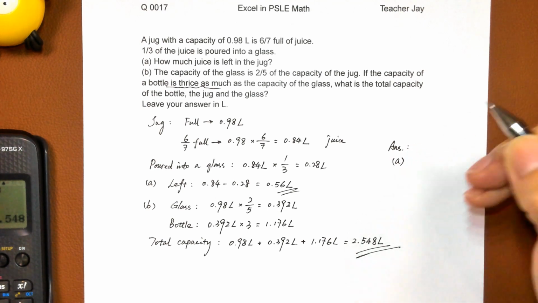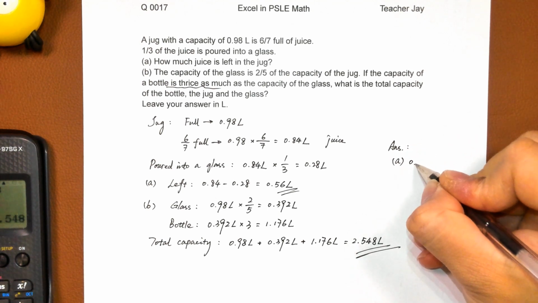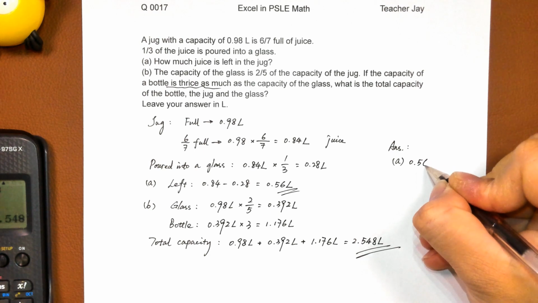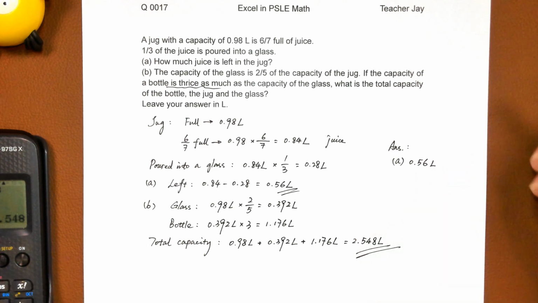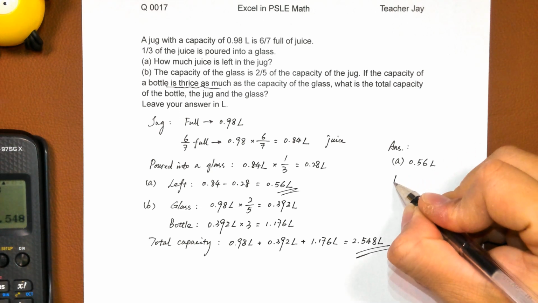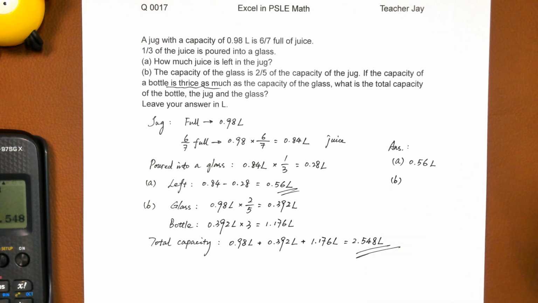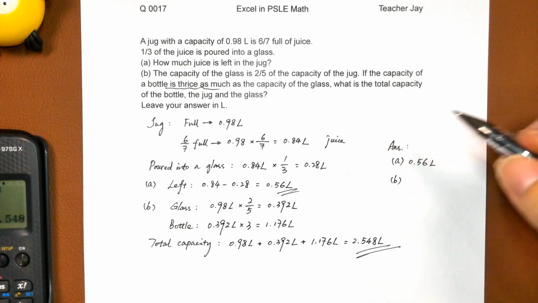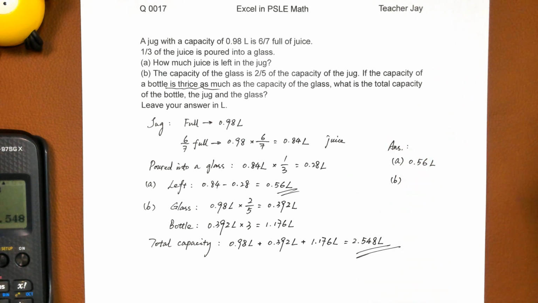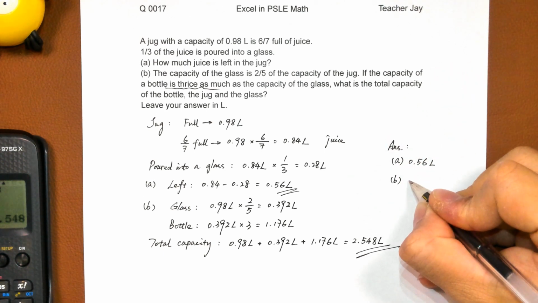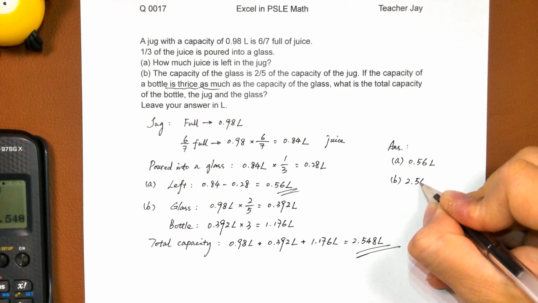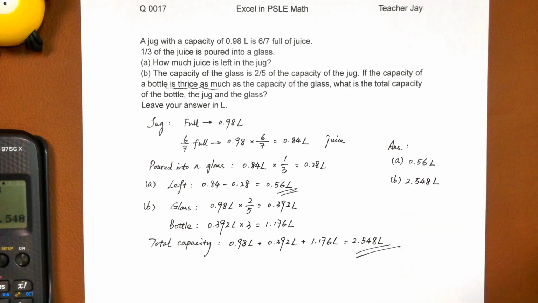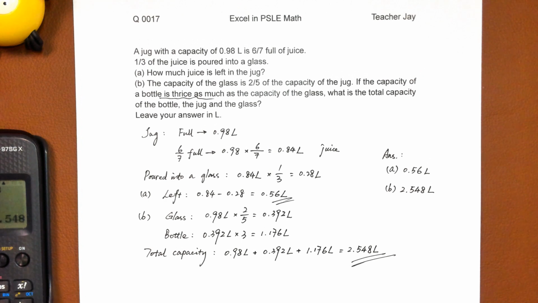Okay, answer A, 0.56 liters, the amount of juice left in the jug. And part B, the total capacity of 3 containers, bottle, jug, and glass, 2.548 liters. Okay.